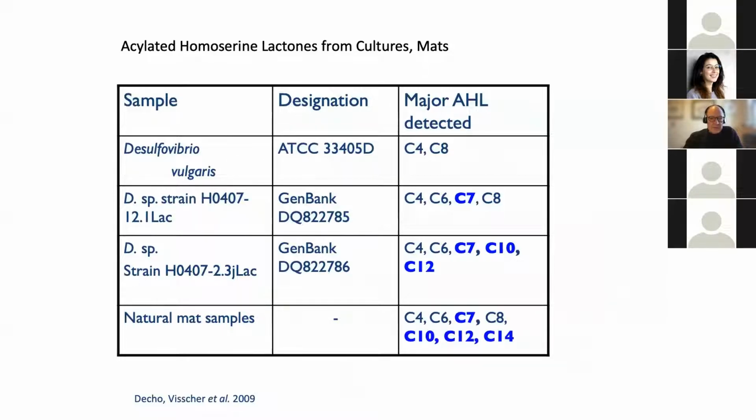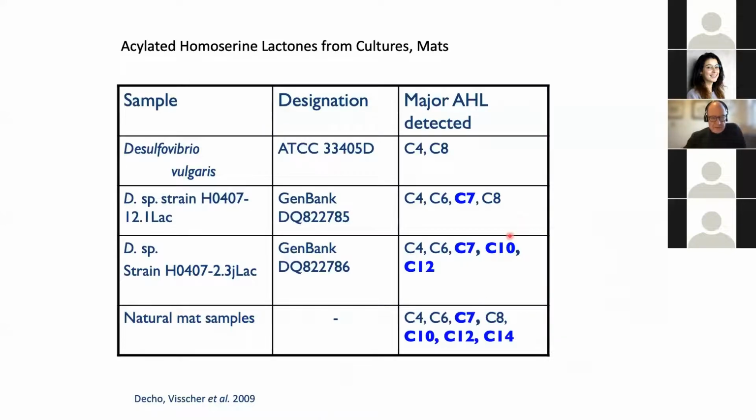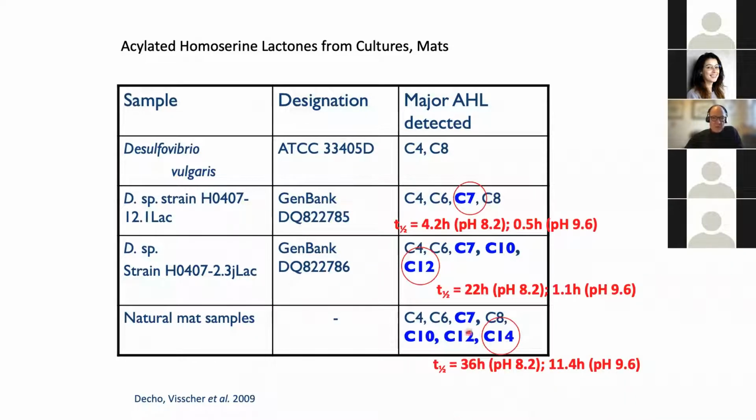Now, you see here a chain length of, in this case, 6 carbons, but what we see in the real world, and this is for sulfate-reducing bacteria, we see different chain lengths. This is a type strain that you can buy off the shelf from a culture collection, and these are some of our isolates, and these are natural mat samples. We see, sort of unusual, in blue here, chain lengths that are a little bit longer than what was typically known.